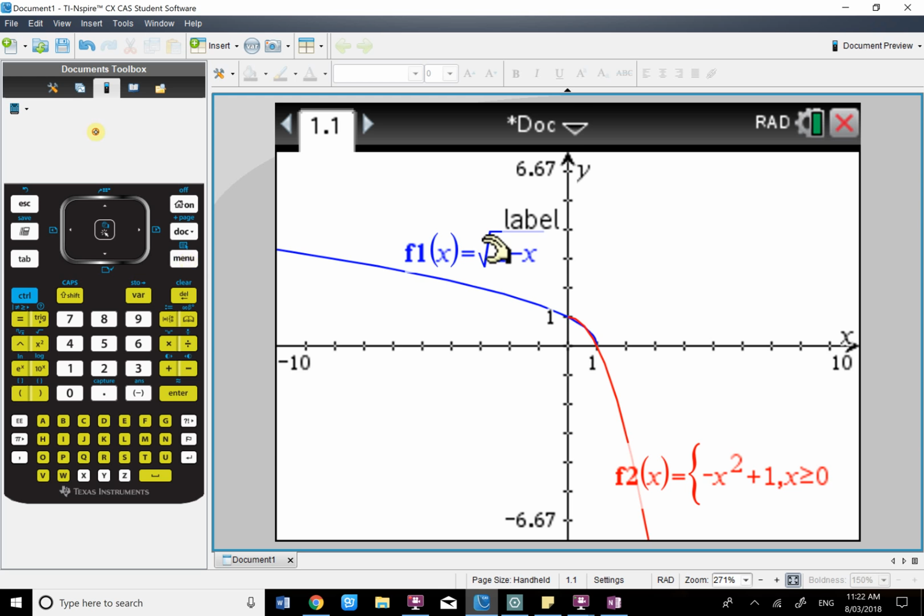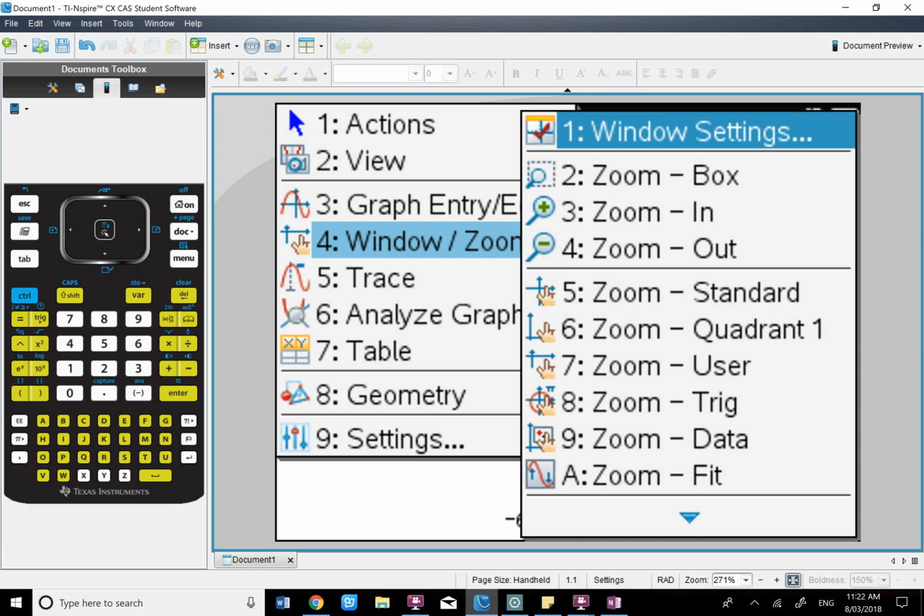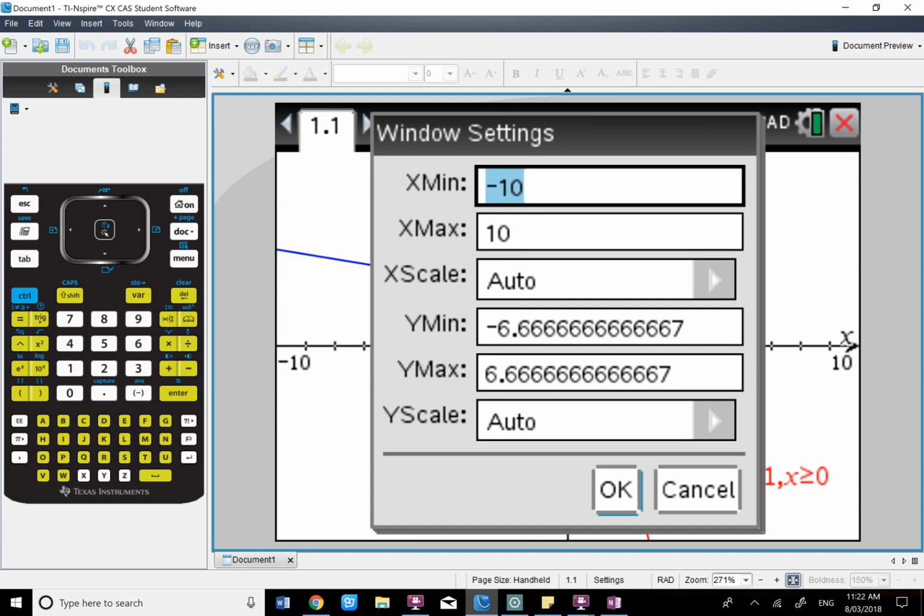So what I can do is go to menu number 4, window settings. I want to change the window settings here, to only show the bit I want. I can restrict the x minimum to, for example, -1, and the x maximum to 2.